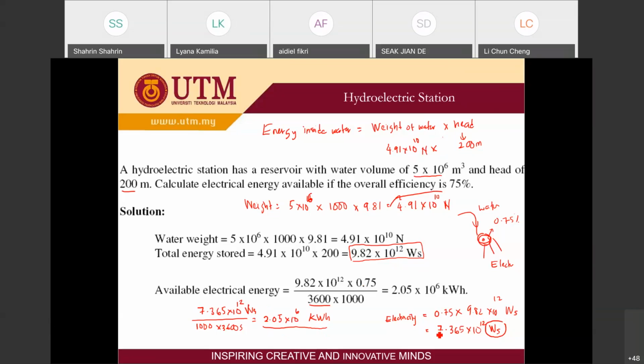So we have the energy here in watt second, but since electrical energy is always referred to in kilowatt hour, what you need to do is divide by 1000 to convert into kilowatt, and then also divide by the 3600 seconds, which is actually 1 hour. 60 minutes multiplied by 60 seconds, so you have 3600 seconds. That's why.